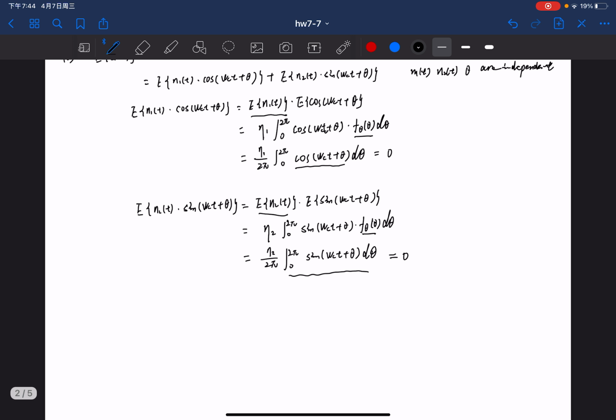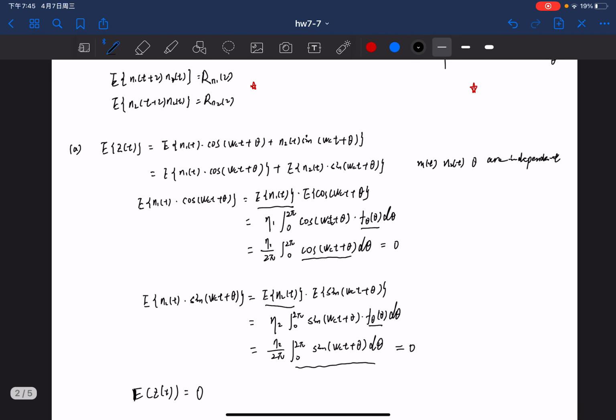And then we know the expectation of Z(t) is 0. So this is the answer to question A.